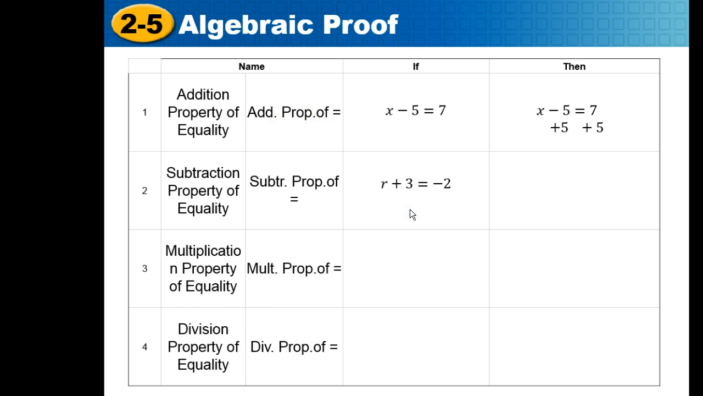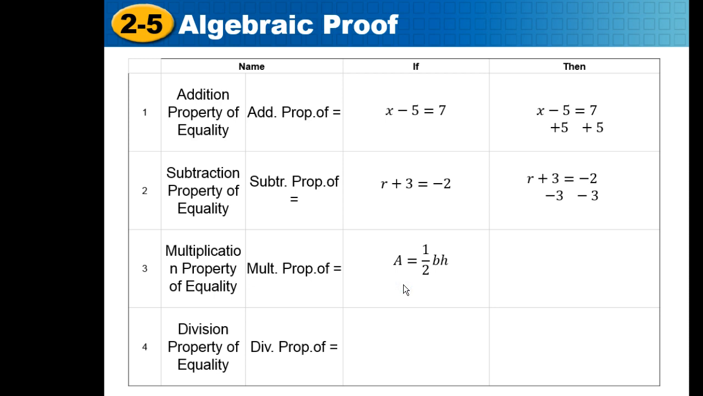Similarly, if I give you r plus 3 equals negative 2, you can realize that in order to solve for r, we're going to subtract 3 from both sides. When you subtract 3 from both sides of the equal sign, you say subtraction property of equality.